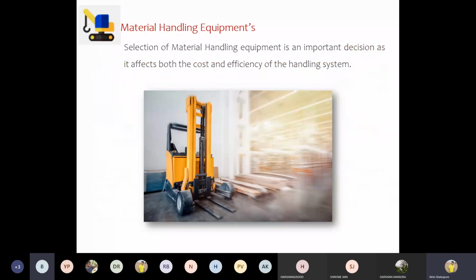Now we will go back to material handling equipment. You might be familiar with most of the material handling equipment. The selection of material handling equipment is an important decision as it affects both cost and efficiency of the handling system. If we have a better handling equipment, it is very easy to finish your task with minimum time. Okay, if there is a car assembly plant, there are two lines. They are producing the same car.